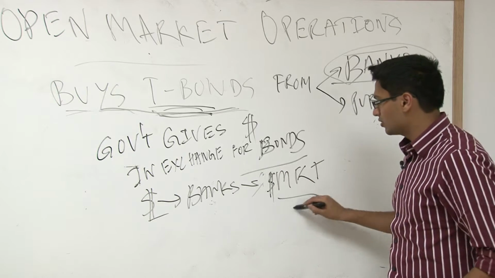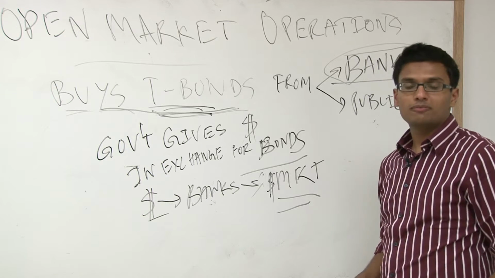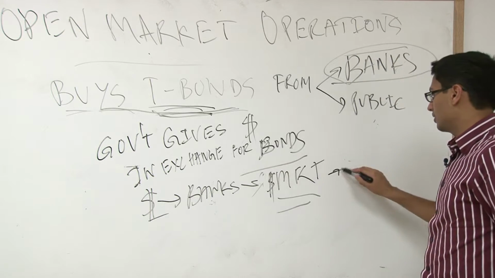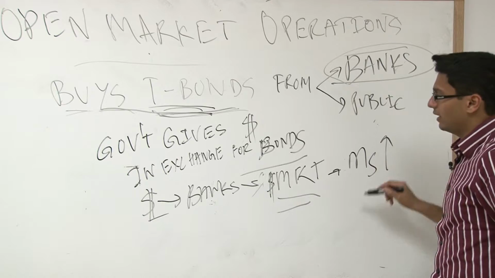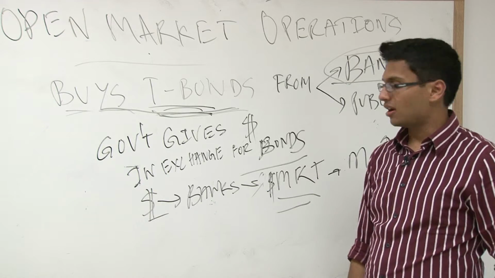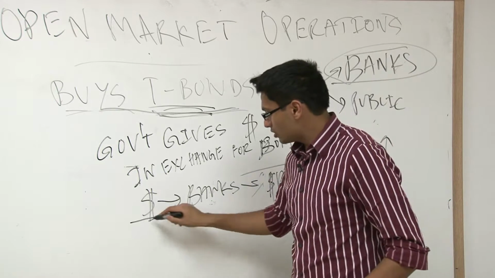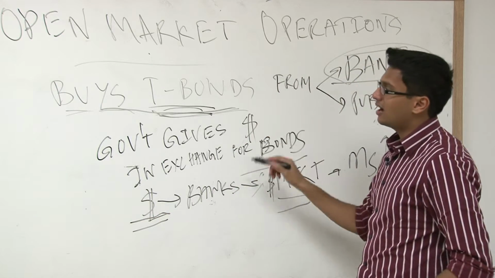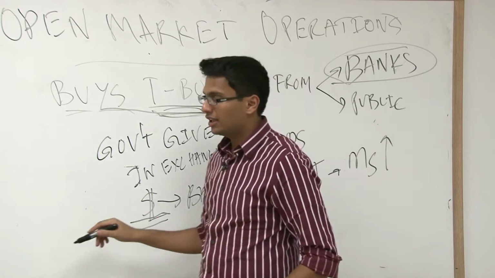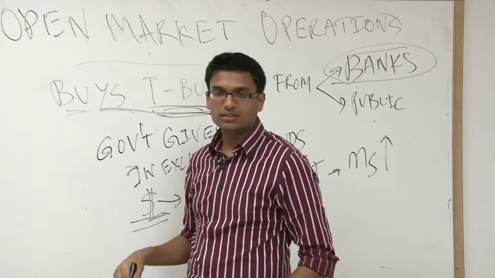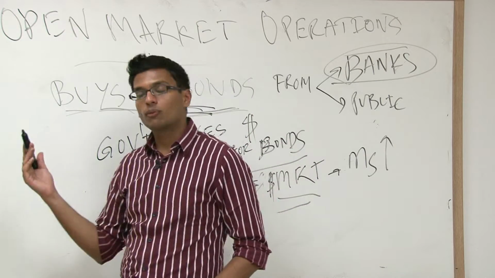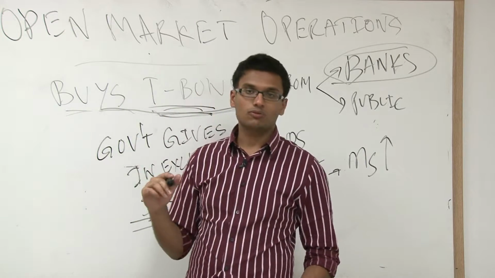And what does this do? When it goes in the money market, the money supply goes up. And then you guys know how that fixes the recessionary economy. So when it's time for a recession, how about this? This is the way you remember it, or whatever works for you. Some people have different ways of remembering this.